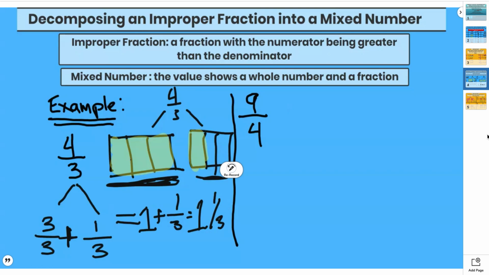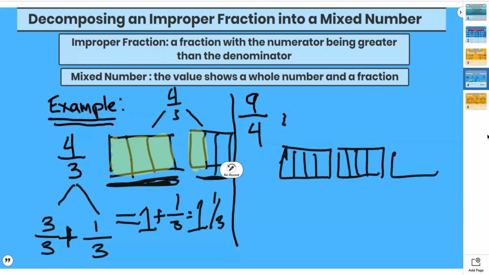Okay? Let's try out 9/4, because this one's a little bit trickier. So 9/4, what I want to do, I'm going to draw fourths. So then there's 4, 8. Okay, so then now, if I'm going to draw my 9/4, here's 4/4, 8/4, and then our 9/4. Okay, now, what would this look like? Because last one we only had 1 whole. This one we ended up with 2 wholes.